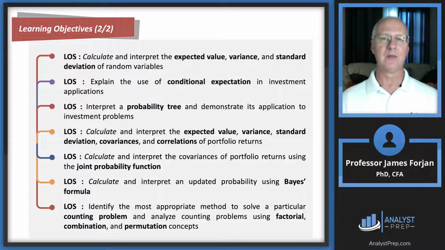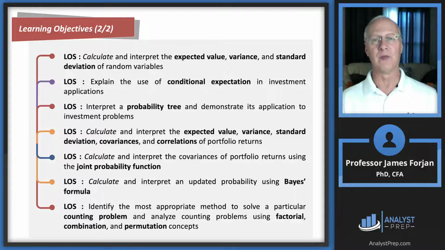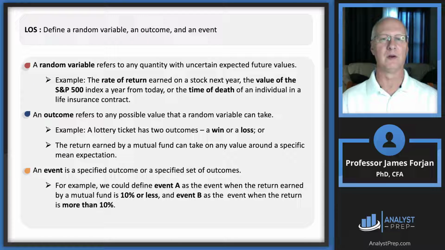And then as we begin the second page of the LOSs, we're going to advance over to portfolio theory when we talk about expected values and standard deviations. We'll look at probability trees. We'll go ahead and look at briefly Bayes' theory, and then we'll end with some counting issues that you probably learned back in 5th or 7th grade, whatever time period you learned about factorials.